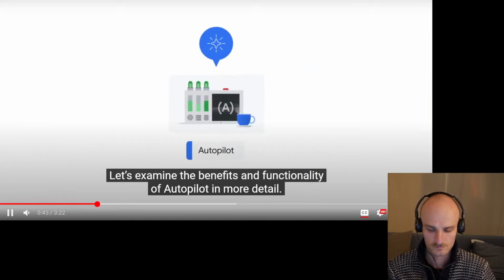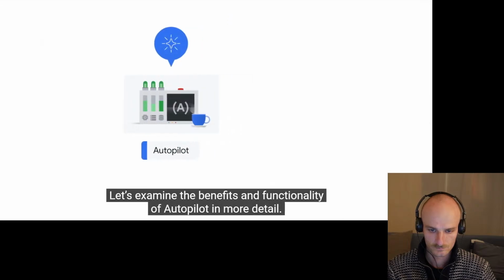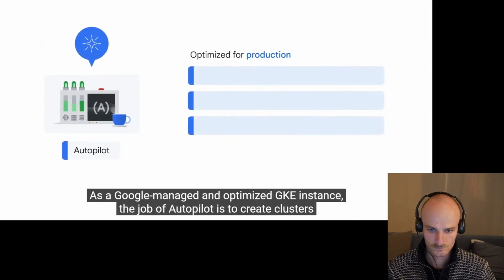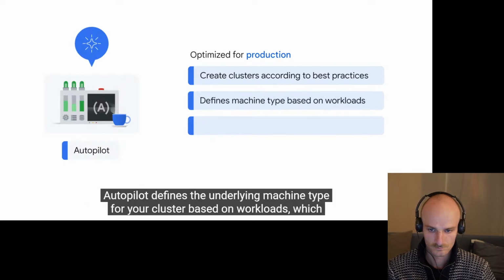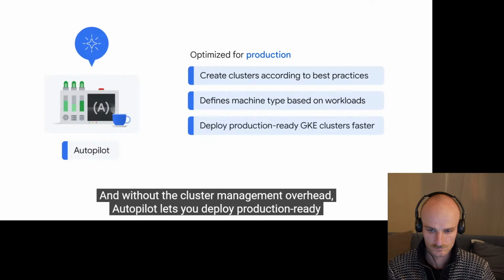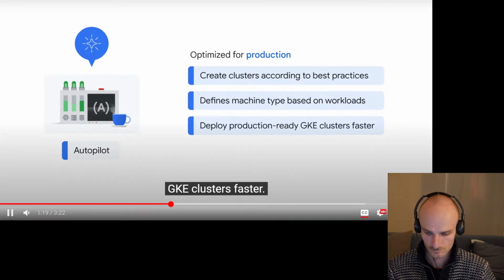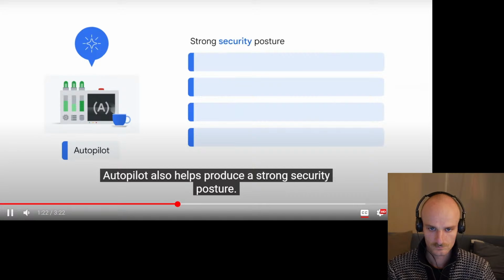Let's examine the benefits and functionality of Autopilot in more detail. Autopilot is optimized for production. As a Google-managed and optimized GKE instance, the job of Autopilot is to create clusters according to battle-tested and hardened best practices. Autopilot defines the underlying machine type for your cluster based on workloads, which optimizes both usage and cost for the cluster and adapts to changing workloads. And without the cluster management overhead, Autopilot lets you deploy production-ready GKE clusters faster. Autopilot also helps produce a strong security posture.